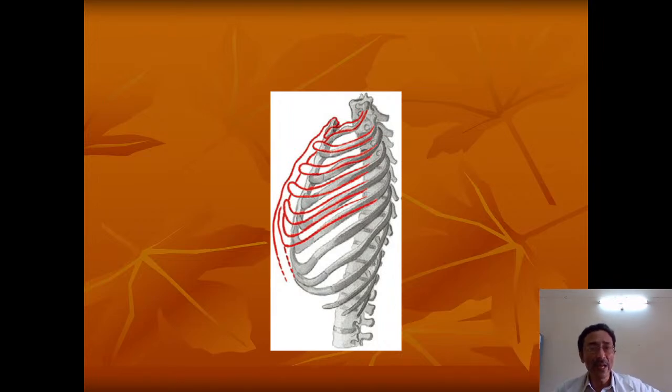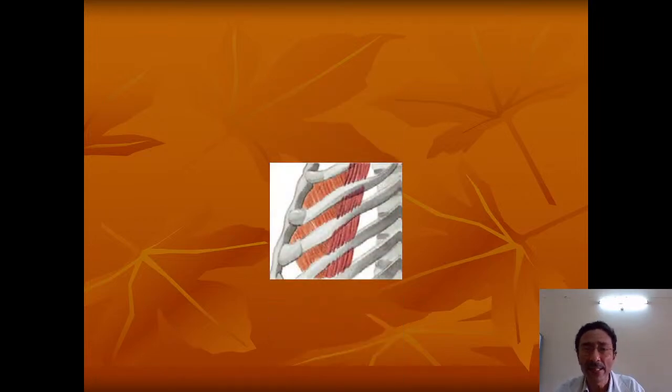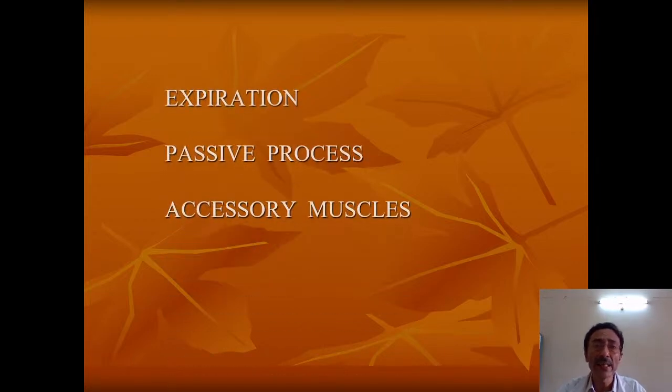At the same time, the lateral aspect, the sides of the chest wall, are also lifted upwards and outwards. When the side walls are lifted upwards and outwards, you will find that the transverse diameter is increased.